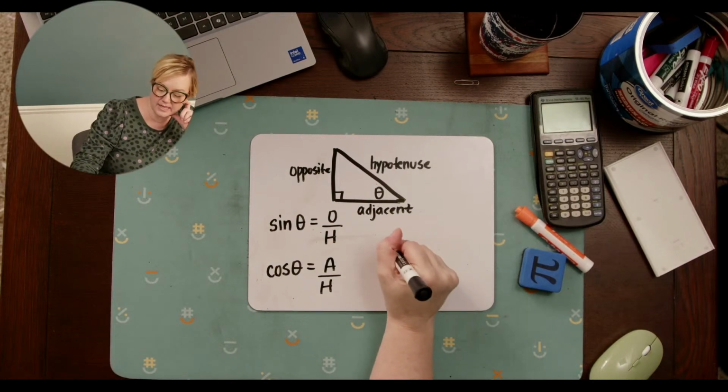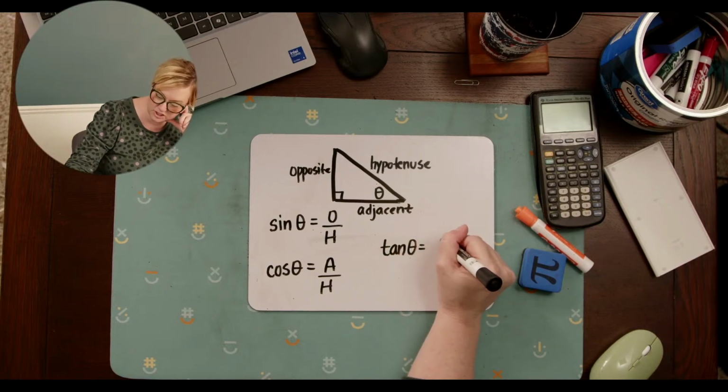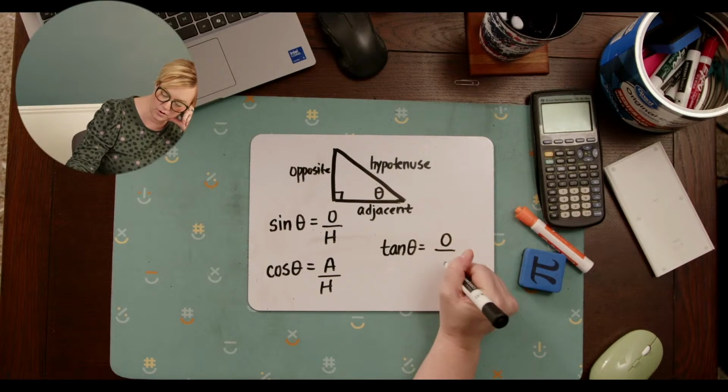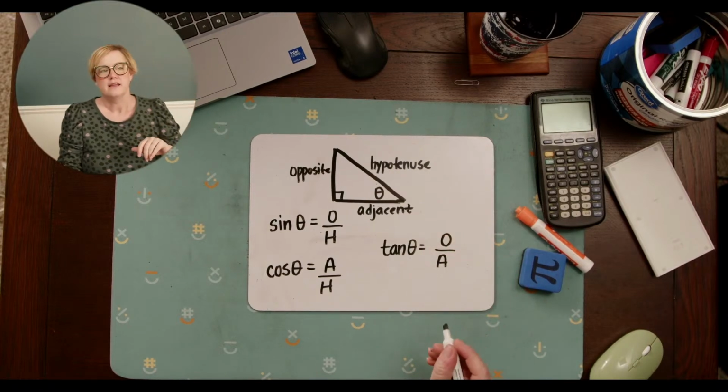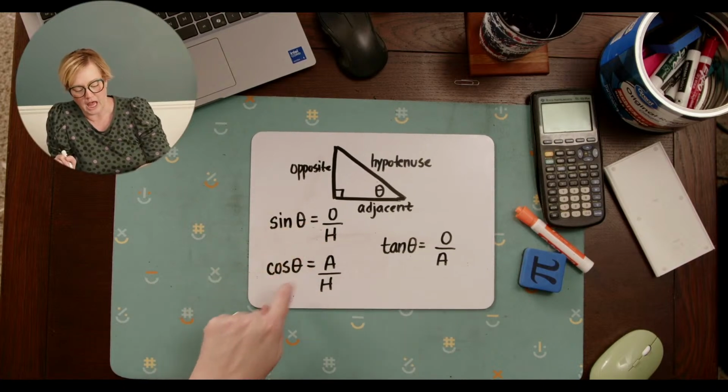Okay, and then the last one that relates the two sides that we haven't paired up yet is tangent, which is the opposite over the adjacent. Okay, so these are the big three. This is where SOHCAHTOA comes from. So SOHCAHTOA.